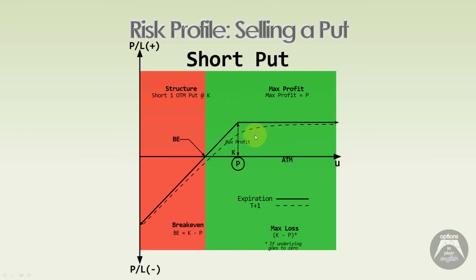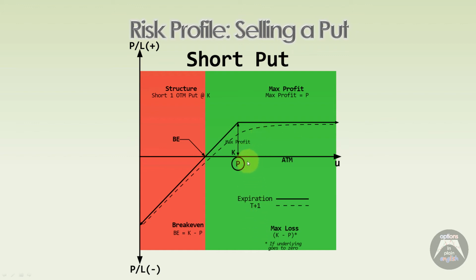This dashed line represents the change in time. So when you start, you don't have a profit, of course, but as time starts passing, if nothing happens, this line is going to start approaching the expiration line, and that's going to make it very profitable for you. So this strategy is well suited for environments where you think that a certain underlying is not going to have a violent move, especially to the downside.